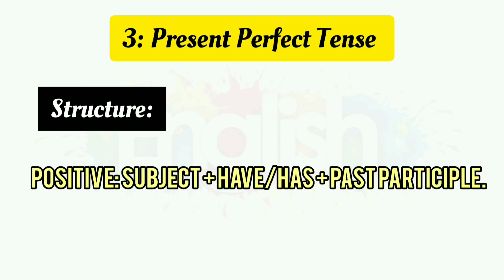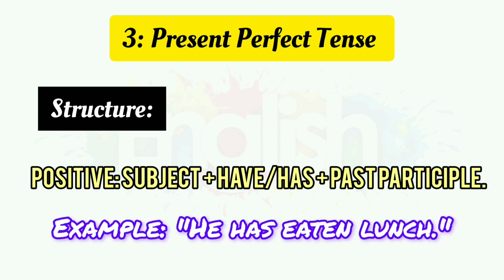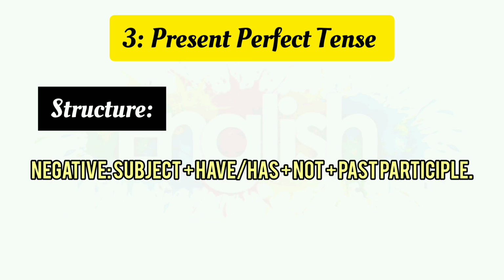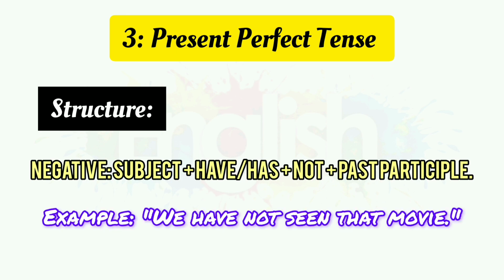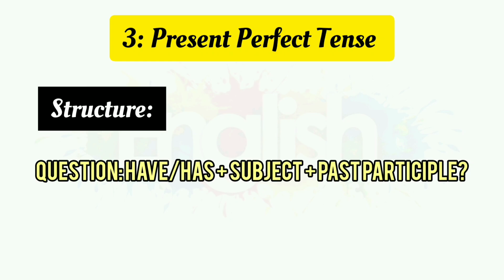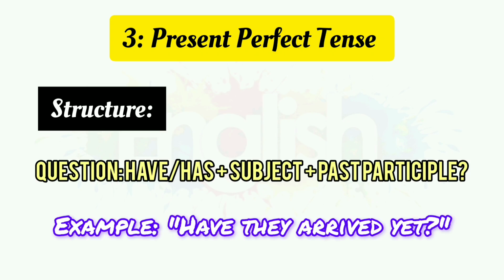Structure, positive. Subject plus have or has plus past participle. Example, he has eaten lunch. Negative. Subject plus have or has plus not plus past participle. Example, we have not seen that movie. Question, have or has plus subject plus past participle. Example, have they arrived yet?